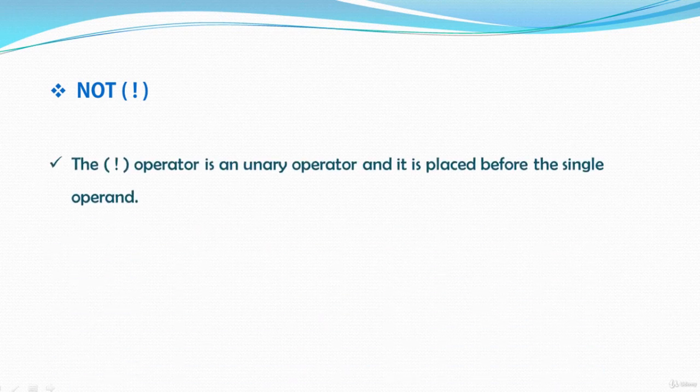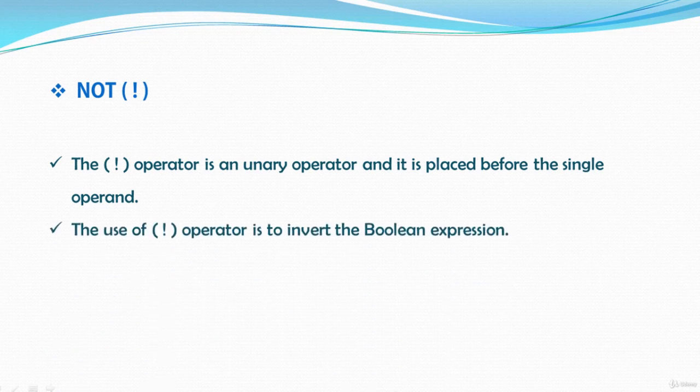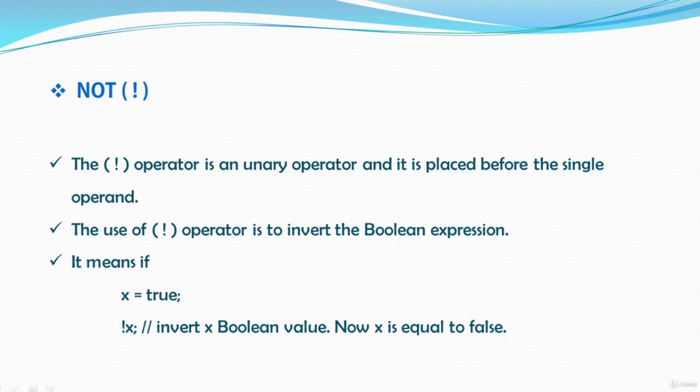Now, the third and last logical operator is NOT. The NOT operator is a little bit different from the AND and OR operators. The NOT operator is a unary operator and it is placed before a single operand. The use of the NOT operator is to invert a Boolean expression. It means if x is equal to true, then using the NOT operator, you can invert its value by just specifying the NOT operator before the variable.